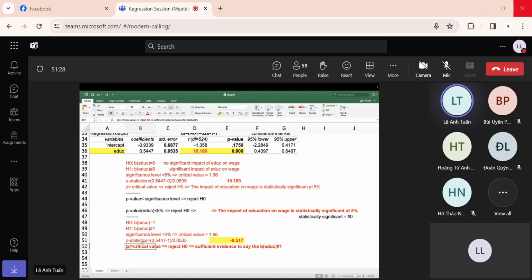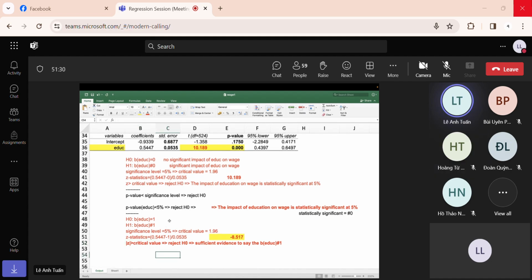So this is the conclusion. If we test the hypothesis equal to a given number, it is similar to Section 8, right? Is it clear for you? Yes, it's really clear. Thank you.